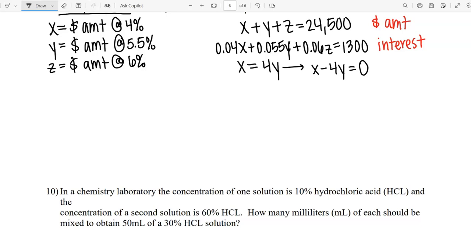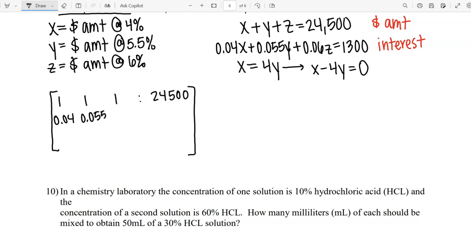Now we can write our augmented matrix. What are my dimensions? 3 by 4. I think I called on everyone today, right? Okay. 1, 1, 1, 24,500. You don't put commas in your calculator. Second row, 0.04, 0.055, 0.06, 1,300. Somebody in B block put 13,000 there. Be careful. Don't put 13,000. It'll mess it all up. And the last one, 1x minus 4y, 0 z's equals 0.